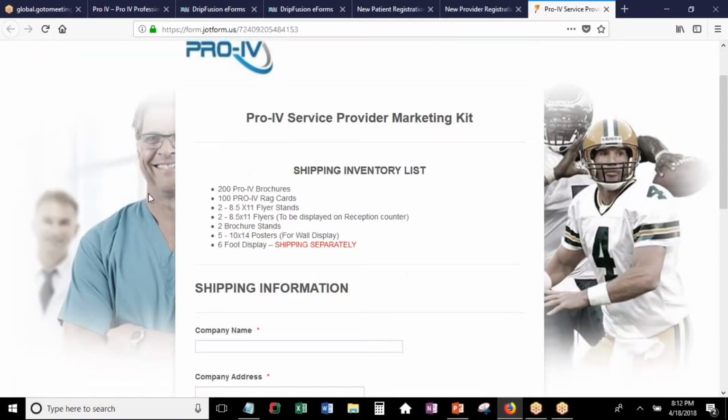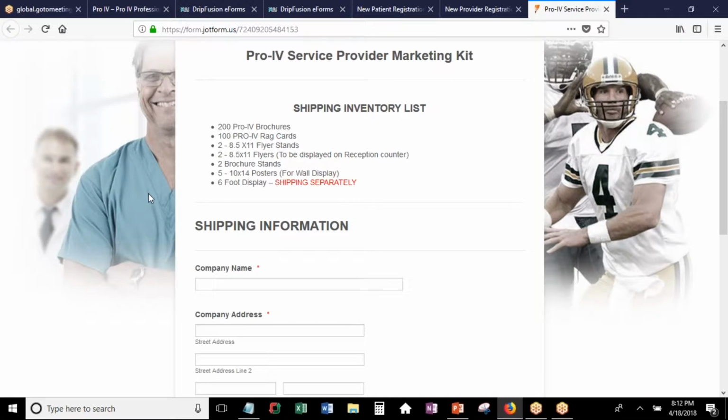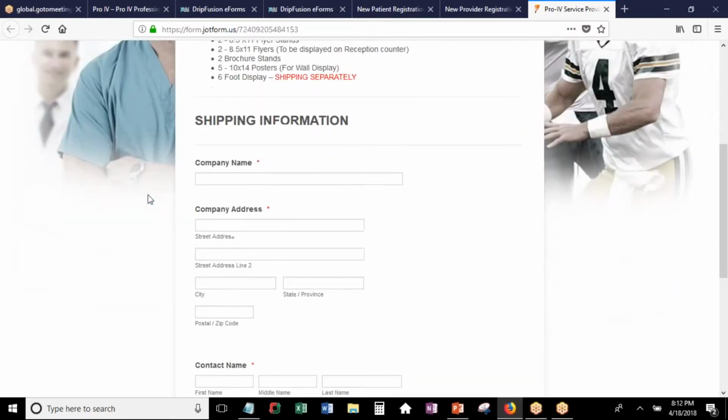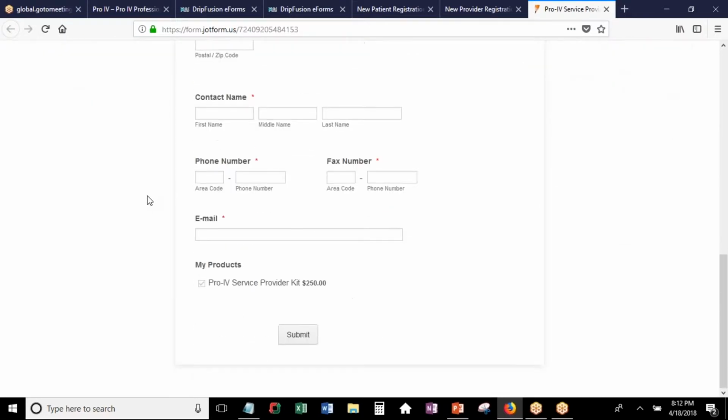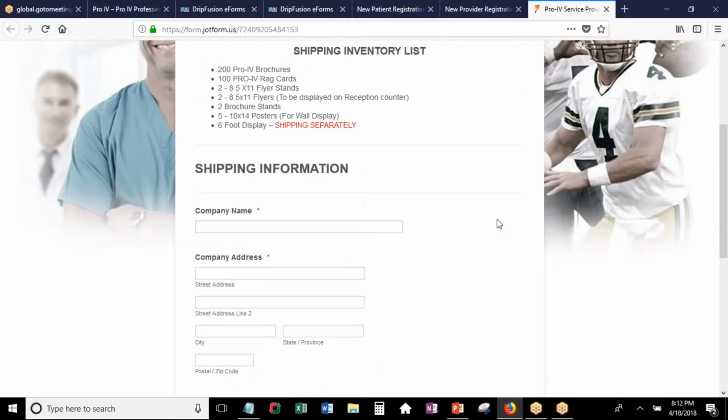So it kind of gives you a shipping inventory list of what we would provide for you for the $250. And then you would enter in all of your information. When you hit submit, it'll take you to a credit card payment, and then you would enter in however you want to pay for it. And then it'll be shipped out within 2 to 4 weeks approximately. You'll receive your shipment. And as you notated, it says the 6-foot display comes after the fact.